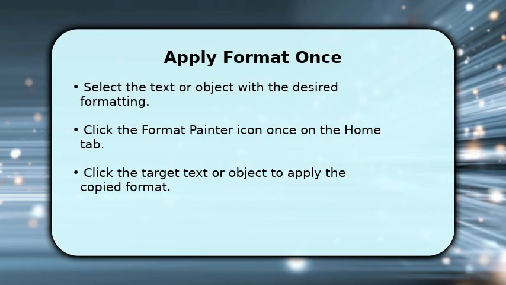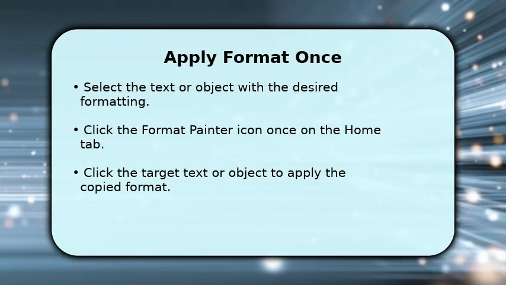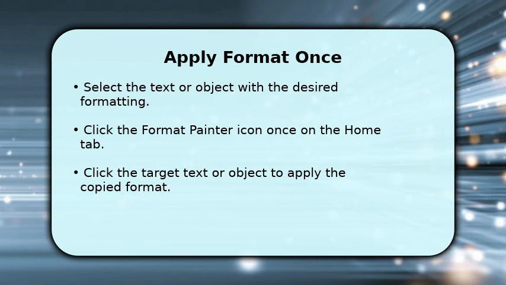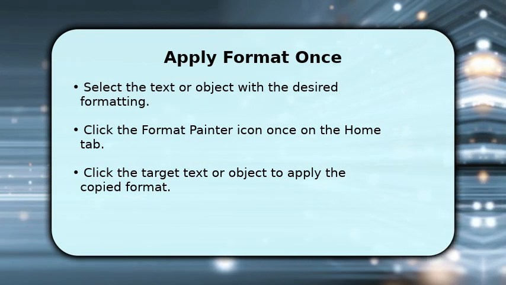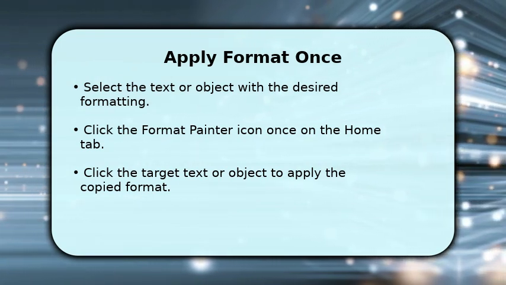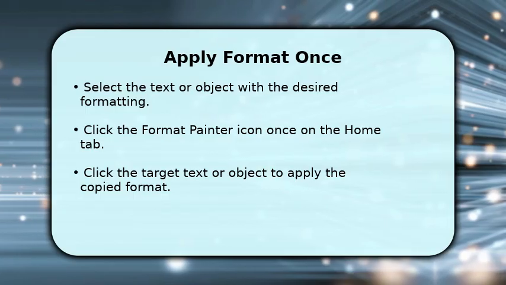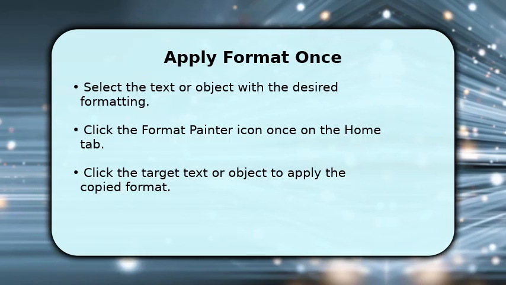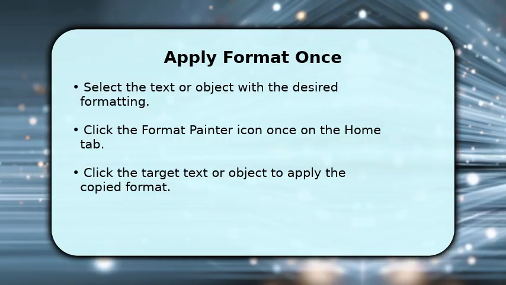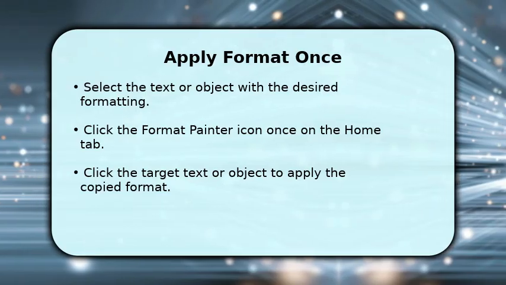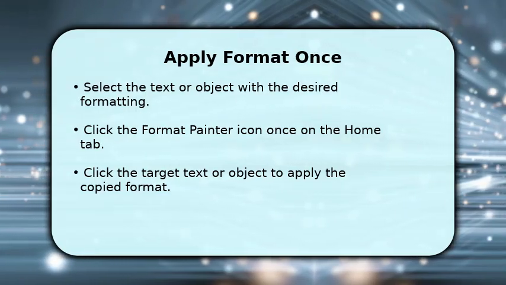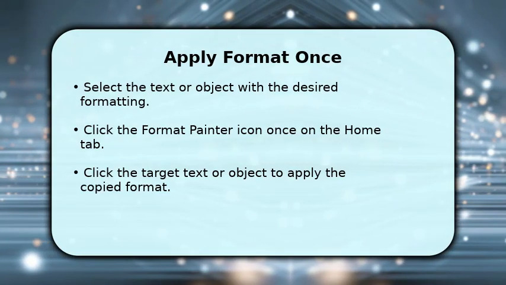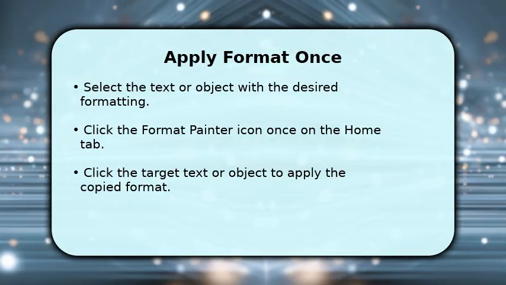To apply formatting just one time, first select the text or object that has the formatting you wish to copy. Next, locate and click the Format Painter icon once, found on the Home tab of your WPS Office application. Then, simply click on the target text or object where you want to apply that copied formatting. The tool will automatically turn off after this single application.